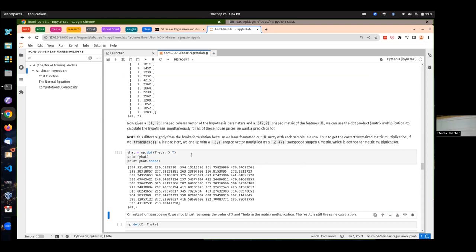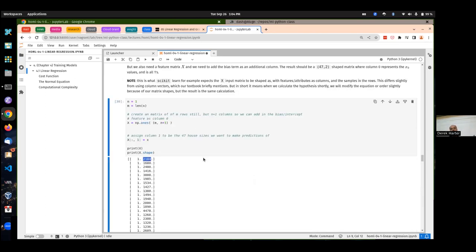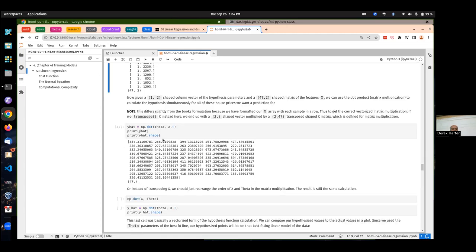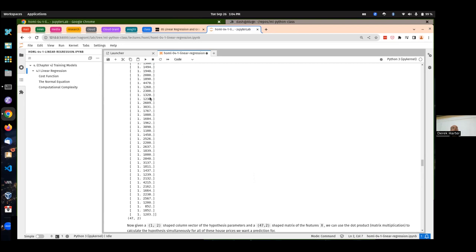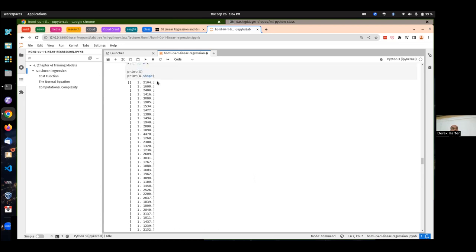So I can calculate the hypothesis in a vectorized way using NumPy by taking the dot product of my theta parameters and my x. I have to transpose or manipulate these a little bit. But the result is 47 predictions in y hat. The first should be the prediction my best fit model gives for a house with 2,104 square feet, and that's the prediction for a house with 1,600 square feet, and so on. So each one corresponds to the predicted value for each house size that we had in the original X.